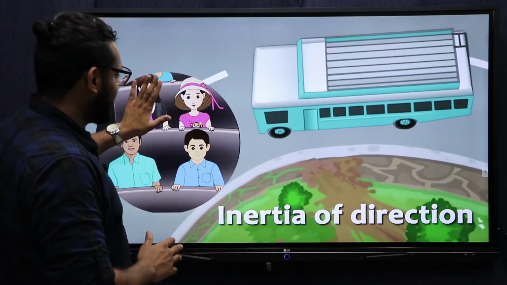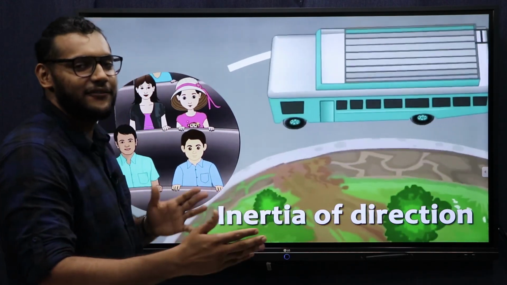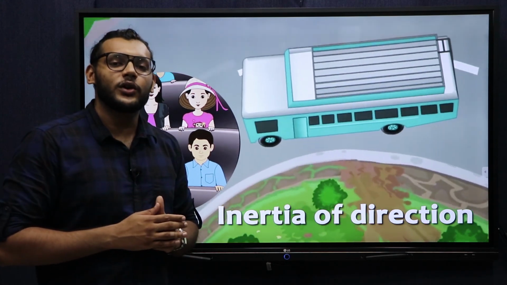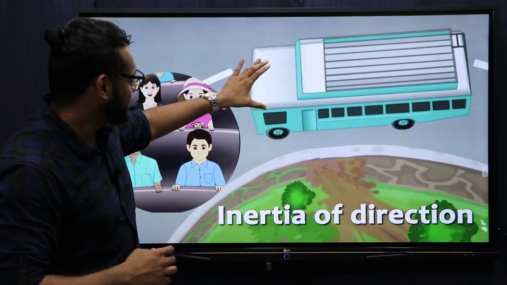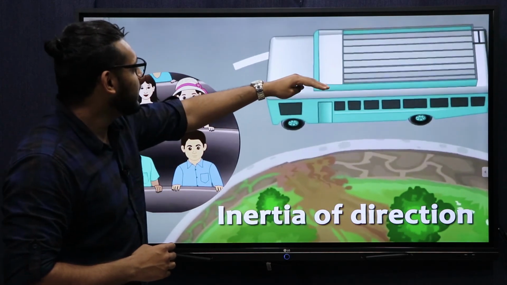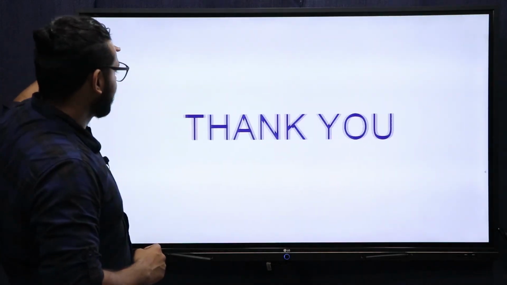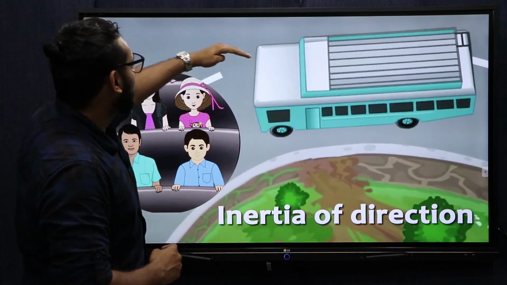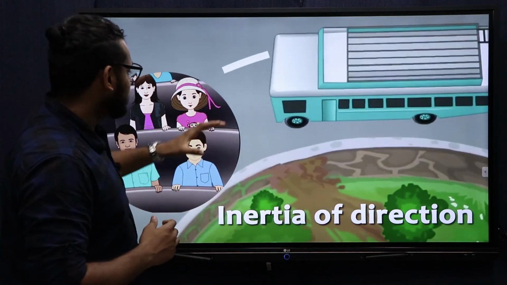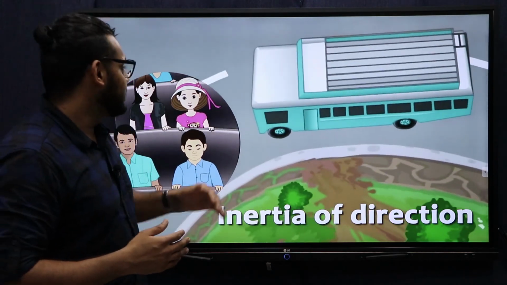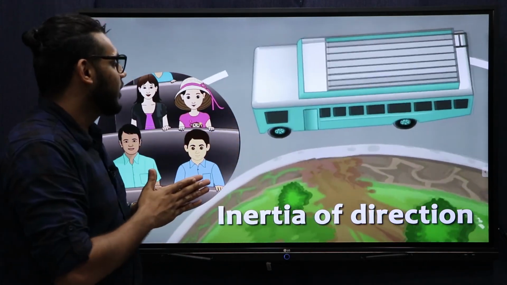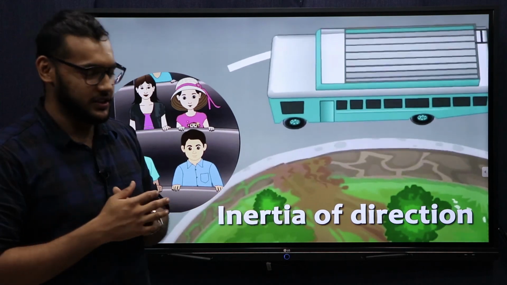Now this tendency is not us going left or right. It's just that we want to continue in motion along a straight line. Now the bus is changing its direction, but we are continuing in our straight direction. So because we're moving in a straight direction, we have this tendency or feeling of moving to the other side. It's just the bus pressing against us more than us going to the opposite direction.